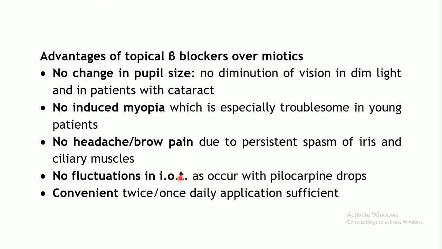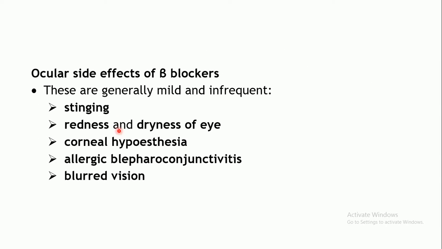Also there are no fluctuations in the intraocular tension as occurs with pilocarpine, which is a miotic. Then it is quite convenient, because once or twice daily application may be sufficient. Rather than instilling eye drops three to four times per day, single or twice daily dosing is quite convenient to the patients, right? So these are the advantages of topical beta blockers. And coming to the side effects, they are categorized into ocular side effects and systemic side effects.